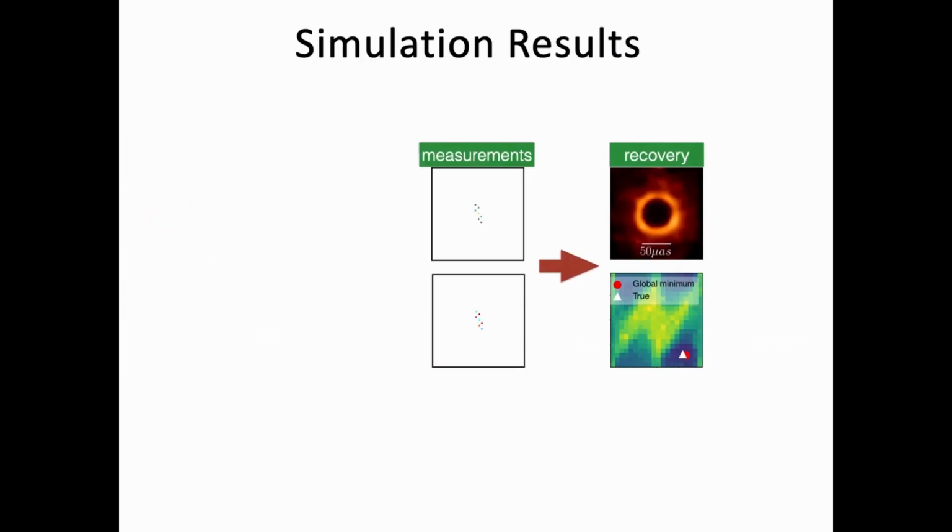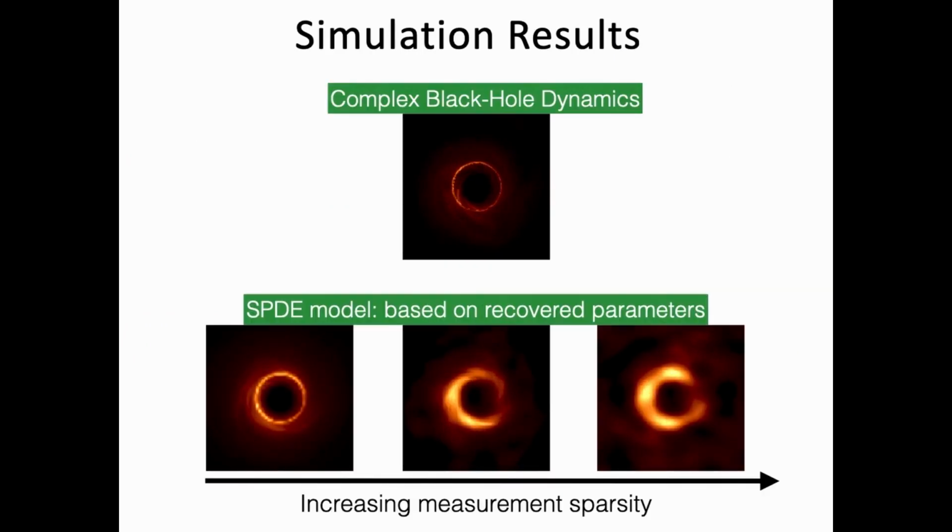In simulations, we use synthetic EHT measurements and jointly recover the unknown static image and dynamic parameters. Finally, we show that we can handle model mismatch and that the SPDE model can capture complex dynamics of physically realistic black hole simulations. These results demonstrate promise for applying our approach to analysis of future EHT measurements.